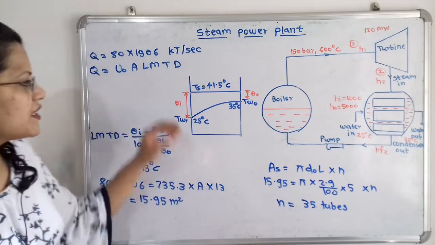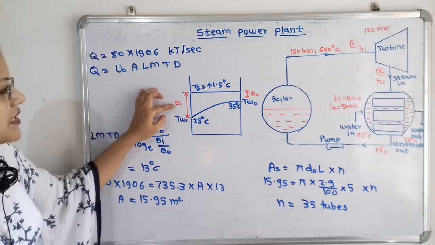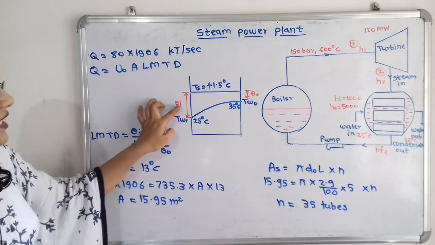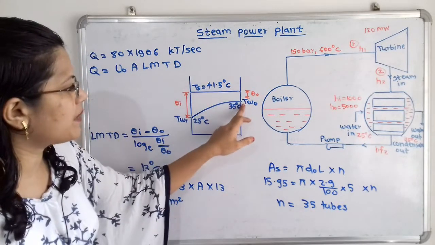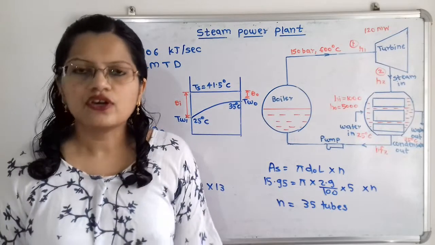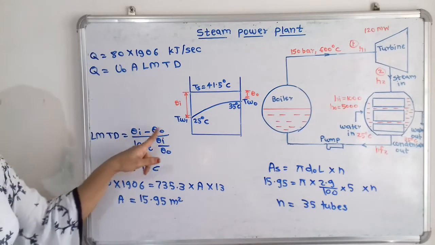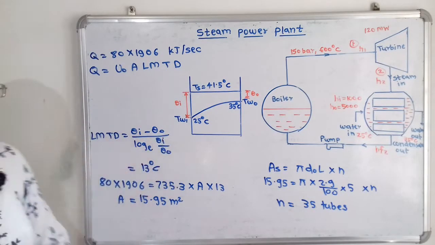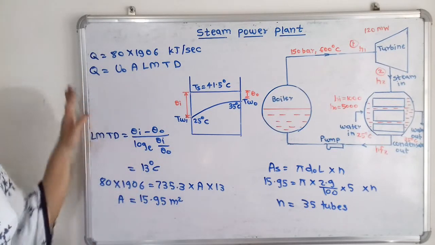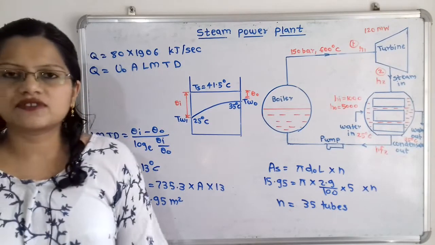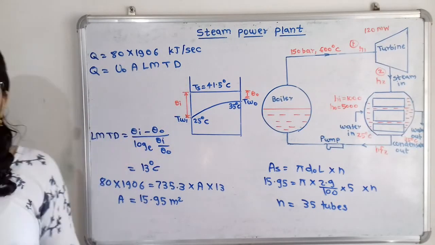Now we have to take the difference between the inlet temperature of steam and water. This difference is known as theta I. And we also take the difference at the outlet for the temperature of steam and water, and this is known as theta O. When we calculate theta I and theta O, then LMTD is equal to (theta I minus theta O) divided by log to the base e of theta I by theta O. When we solve this, we will get 13 degrees Celsius. Now what is the formula for heat transfer? Q is equal to the overall heat transfer coefficient multiplied by area multiplied by LMTD.